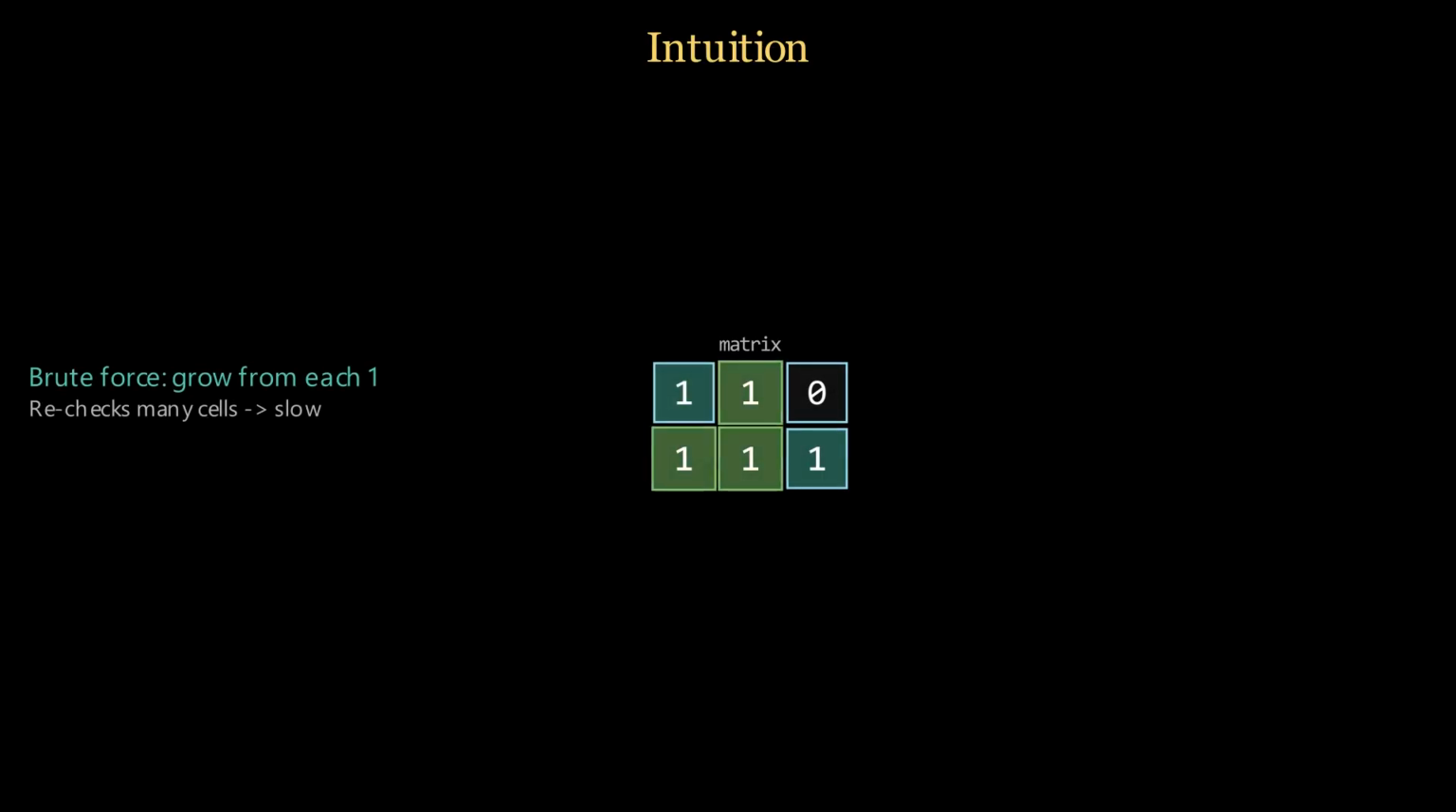Brute force scans from every one, try to grow a square by checking right, down, and diagonal. That revisits the same cells again and again, so it is slow. Think of each cell as the bottom right corner of some square. The question is, what is the largest square that can end exactly here?